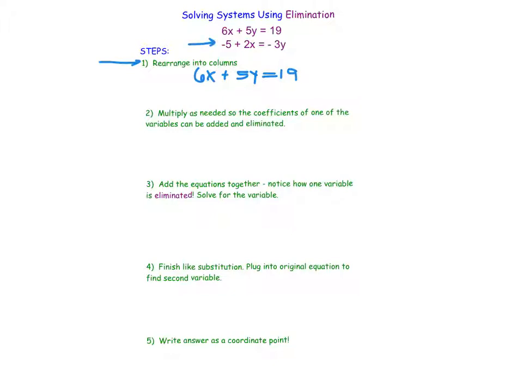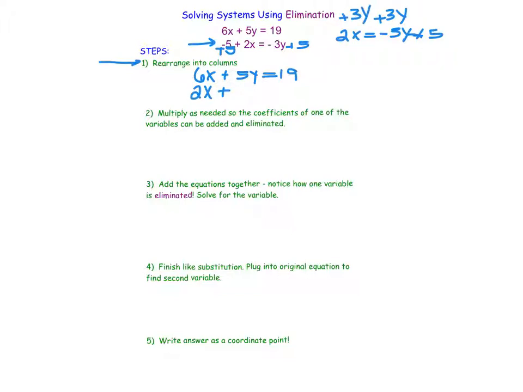So I notice that I already have 2x on the left-hand side, so I'm going to leave that as is. I then need to move this 5 to the other side of the equation. Now since it's a negative 5, I'm going to add 5 to each side, which would get me to 2x is equal to negative 3y plus 5. And then I need to move the 3y to the other side of the equation, so I'm going to add 3y.